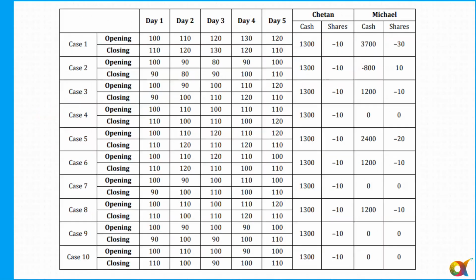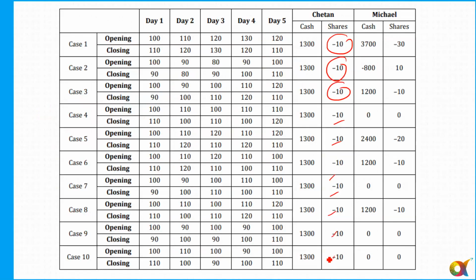Okay. So I've summarized everything here. These are the 10 cases, opening and close. And for like Chetan, we have already discussed, if Chetan has initially X number of CS, then final number of CS, it will be equal to X minus 10. In all the cases, it will be X minus 10. It is minus 10, minus 10, minus 10, minus 10, minus 10.